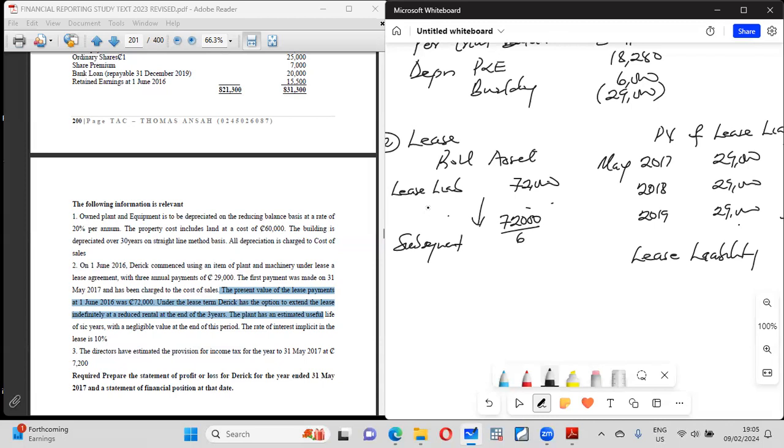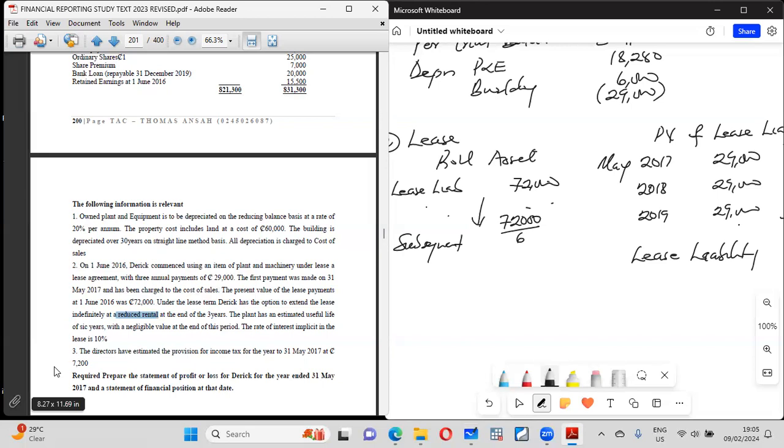Okay, so whichever one you use is correct in this case, because the question didn't tell you they will extend it. If you extend it, you use 6 years. If you do not extend, you use 3 years. So this one, it left it open. It says that under the lease term, he has the option to extend the lease indefinitely to reduce the rental payment. Since the extension reduces the rental payment, you have to use common sense to say that he will take the extension and therefore use 6 years.